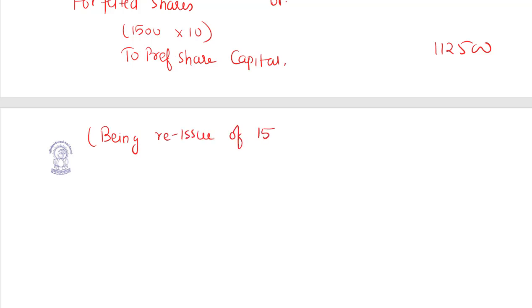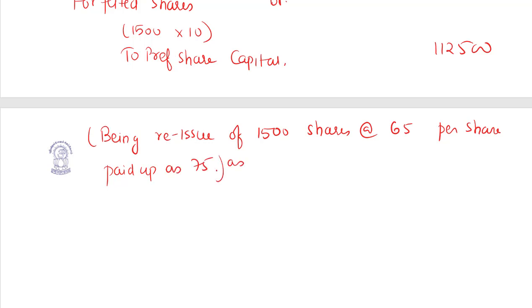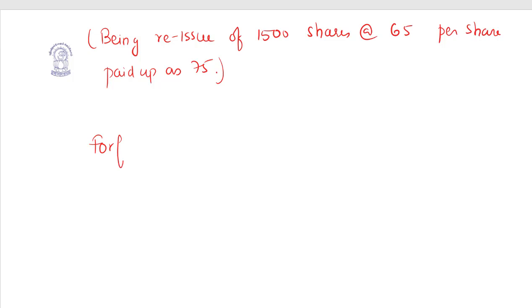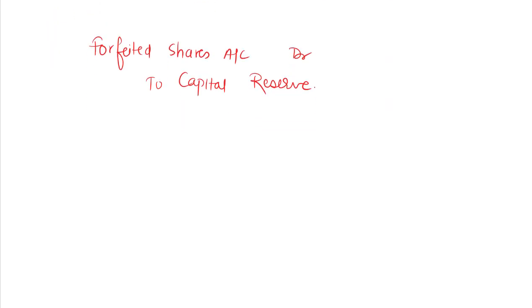Being reissue of 1500 shares at 65 per share, paid up as 75. At last, forfeited shares account debit to capital reserve. We need to find out the amount.